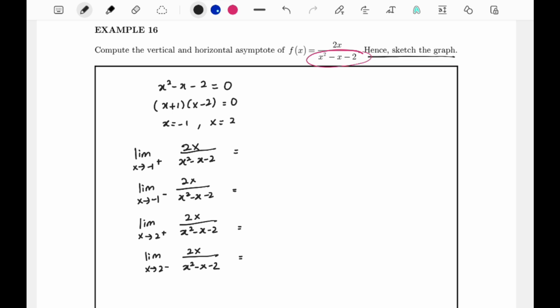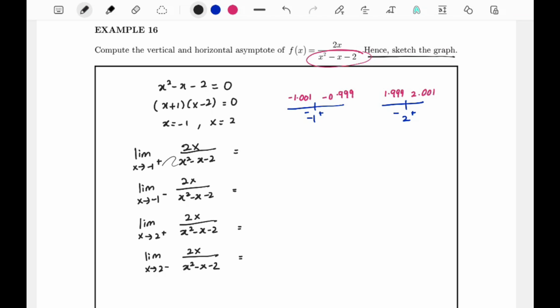So as you have learned from previous, we're going to make a number line over here. So it's -1 and 2 from right and left. When you get constant over 0, your answer will be positive infinity or negative infinity. So what you need to substitute is the right side of -1, which is -0.999, and the left side is -1.001. For 2, the right side is 2.001, and the left side is 1.999.